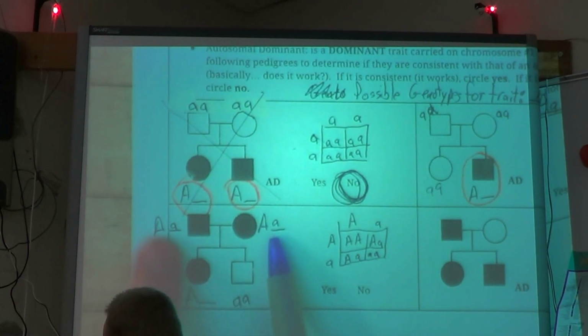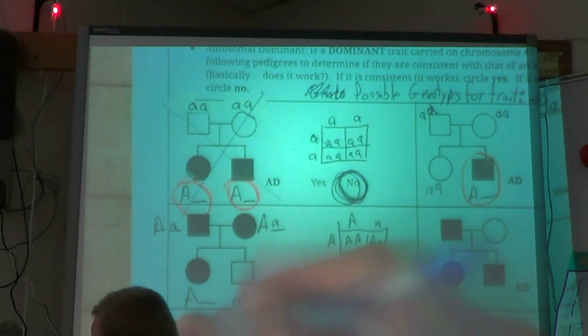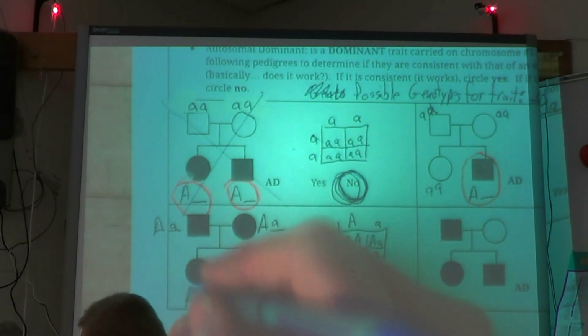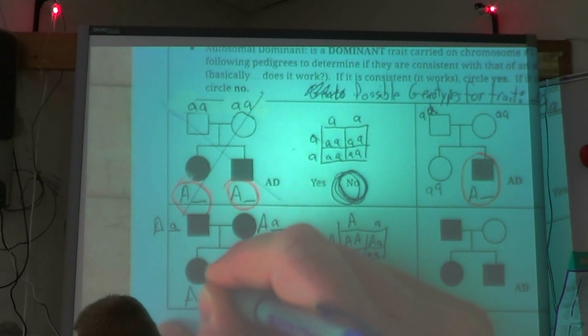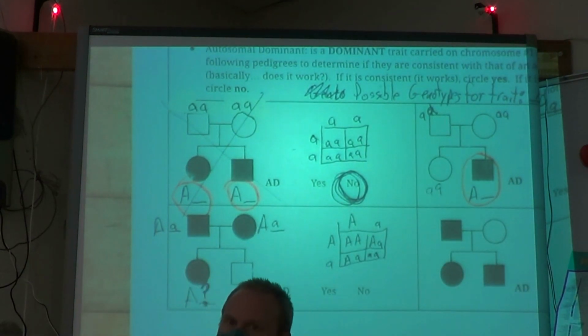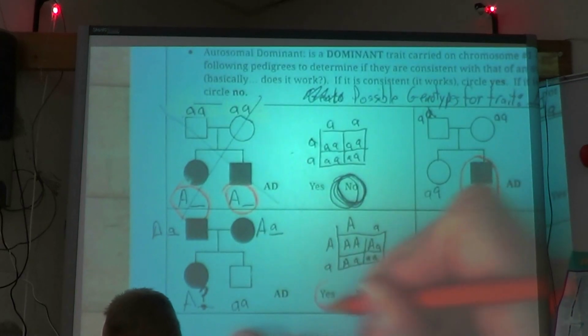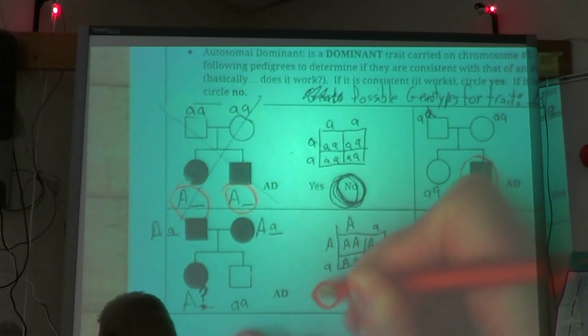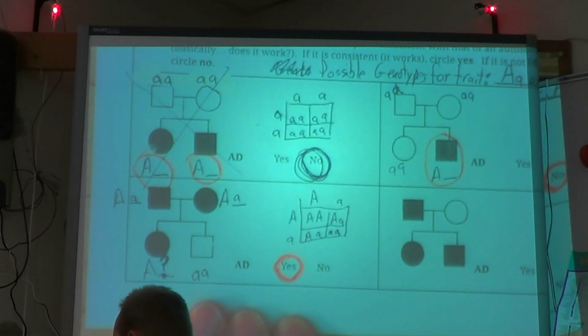Is it possible for a big A, little a and a big A, little a to have a big A something? Yeah. Do we know what that second letter is? Not yet. If we had some more family trees, like we saw with the children of this daughter, maybe. It's a big A question mark right now. It could be big A, big A. It could be big A, little a. We don't know at this point in time, but we do know that this one is a possibility. This pedigree is consistent for an autosomal dominant trait.